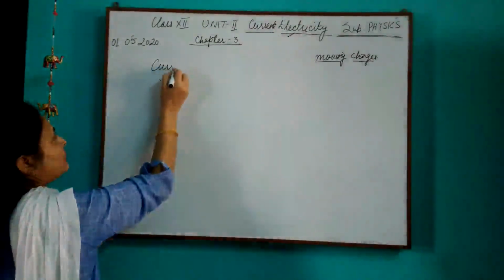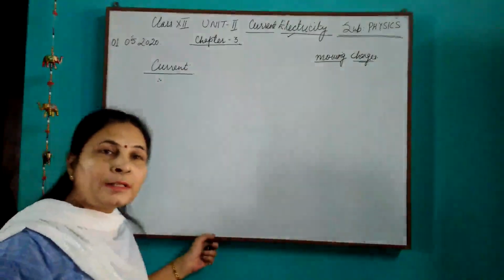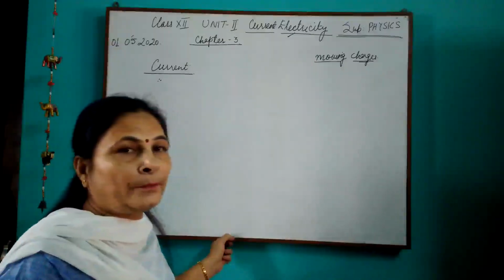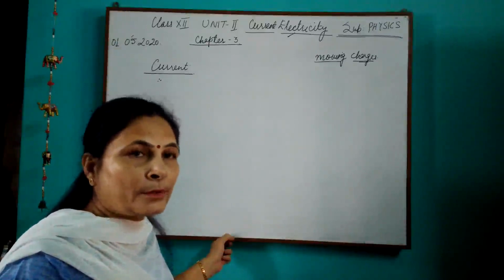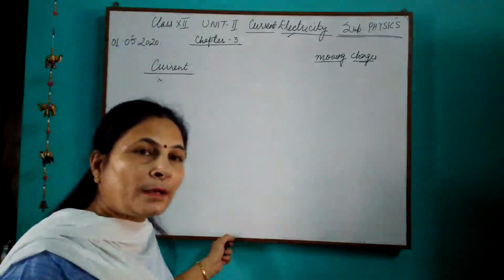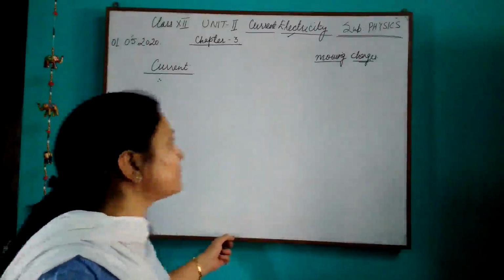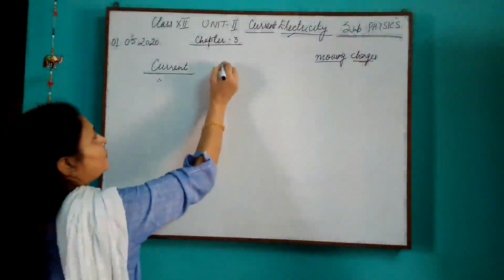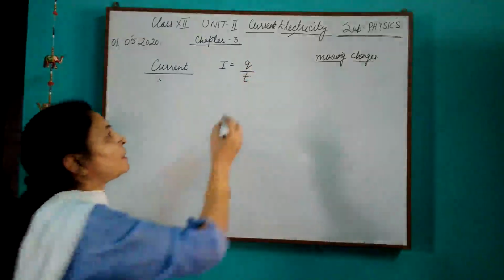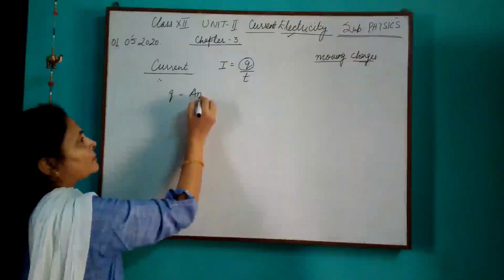So the very first topic which we are going to talk about is current. What is current? It is the flow of charge per unit time. As we have discussed earlier also, it is the charge flowing through a material or a conductor per unit time that is known as current. I is equal to Q upon T, where Q is the amount of charge.